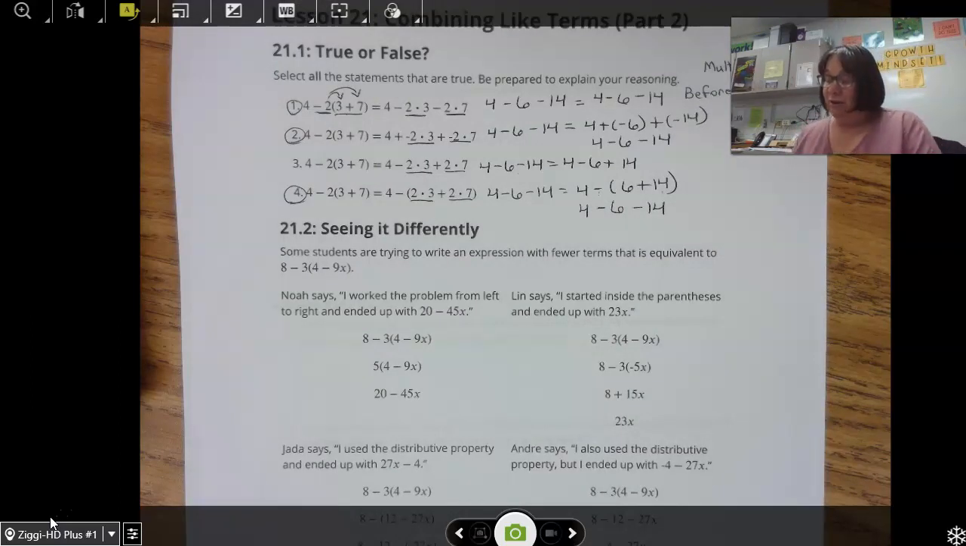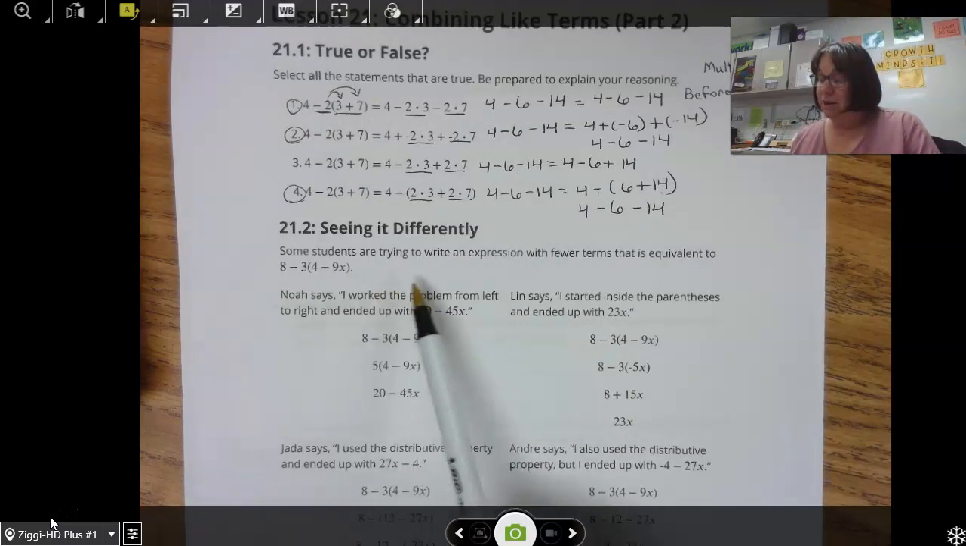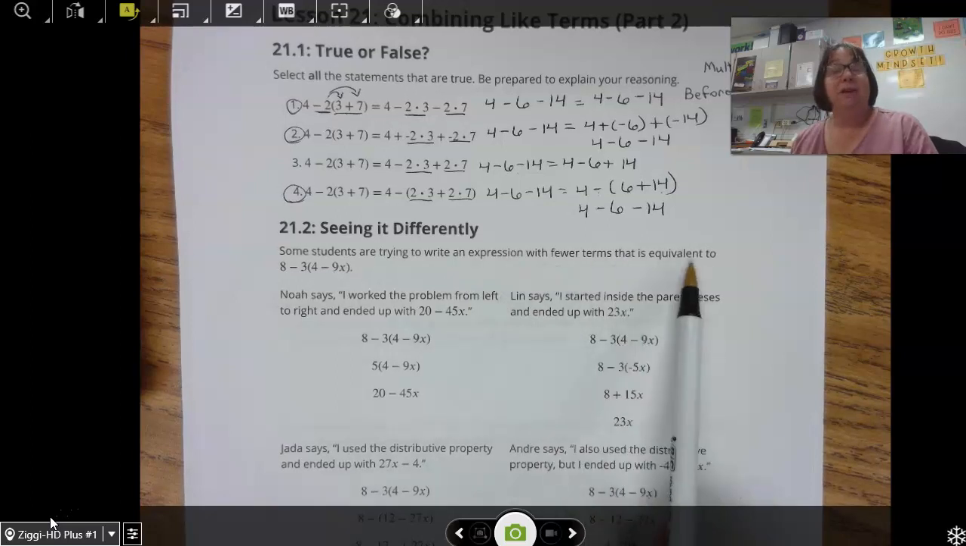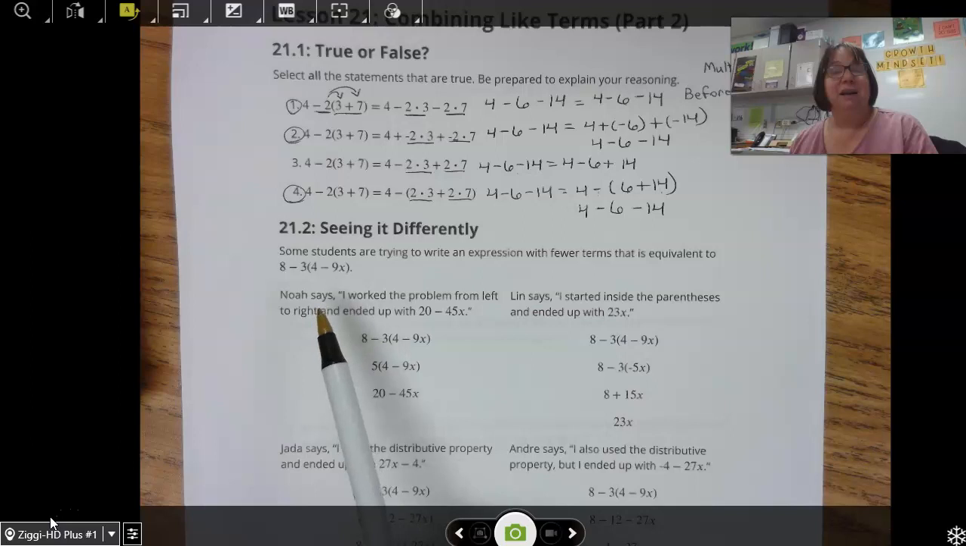So, seeing it differently, some students are trying to write an expression with fewer terms that's equivalent to 8 minus 3 times the quantity 4 minus 9x. So Noah says, I worked the problem from left to right and ended up with 20 minus 45x. Do you think Noah is right? Or where did Noah make a mistake? So look over that a moment.